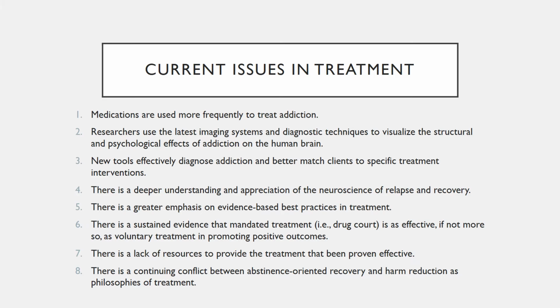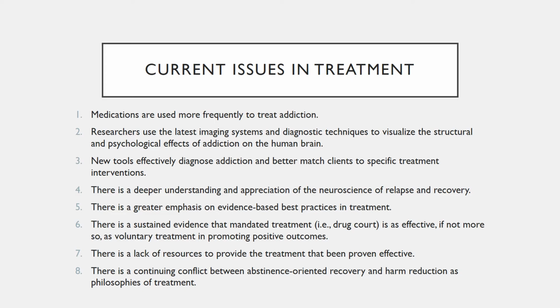Number 7 is there's a lack of resources to provide the treatment that has been proven effective. So we know that this is an ongoing issue in substance use prevention and treatment, that there's not enough resources. When we talked earlier in the semester about the cost of substance use to our society, we can conceptualize it as 95 cents of every dollar is paying for those consequences or those costs to society, and only 2 cents of every dollar is going towards prevention and treatment. So prevention and treatment is vastly underfunded, especially when we compare it to the cost that it's adding to our society.